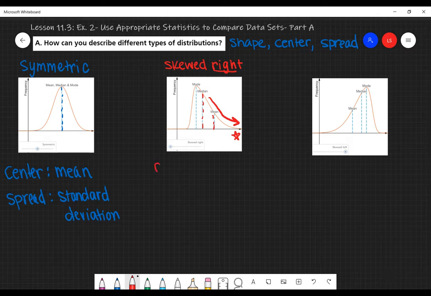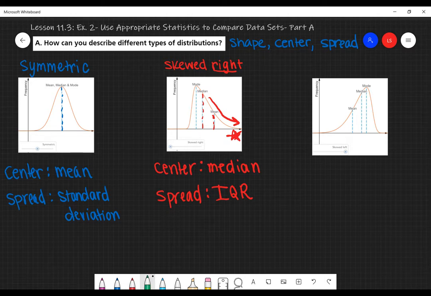When you're measuring center here, because these higher values on the right side are going to affect your mean more than they're going to affect your median, the better measure of center here is your median. And when you're looking at median, when you're trying to calculate spread, you can use your IQR, your interquartile range. So for a skewed right distribution, having a 5-number summary would be very useful there.